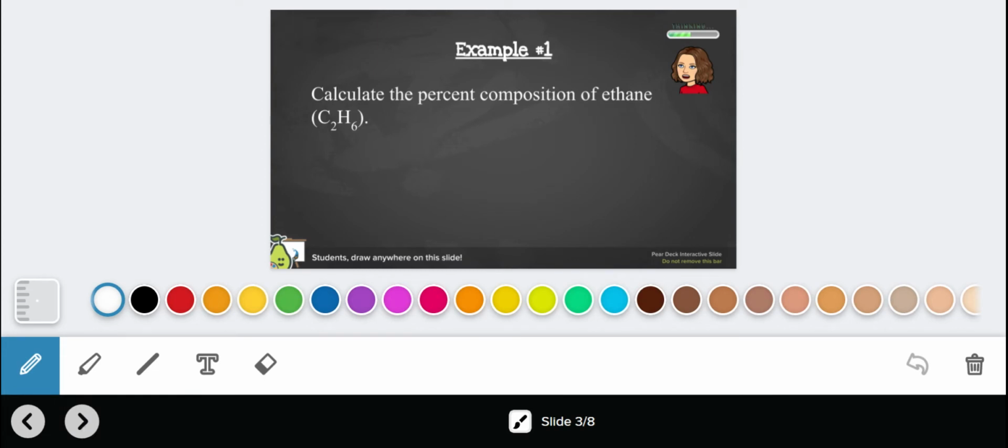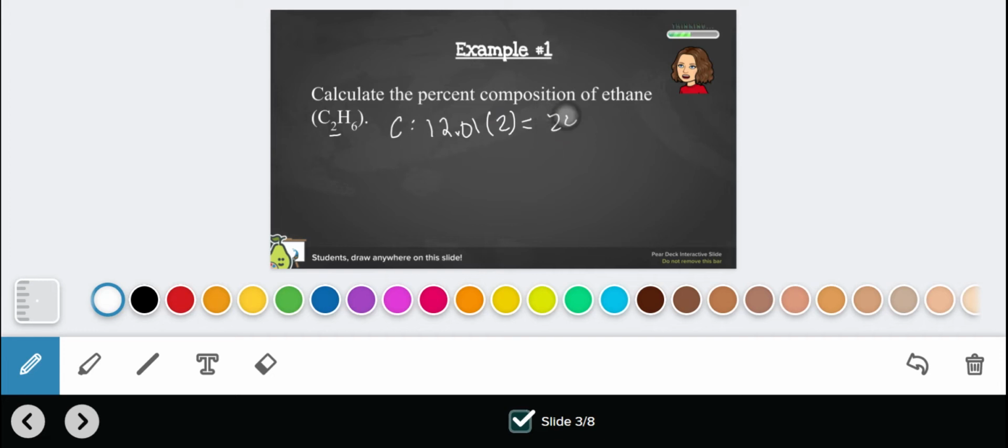So let's look at this example. We want to calculate the percent composition of ethane. And we do this all by mass. And we can find the mass of all of these elements, of course, on the periodic table. So we want to have our periodic tables out, right? And we can look up the mass of carbon on the periodic table, and we will find that the mass of carbon is 12.01. Now there are 2 carbons, so we must multiply that by 2.